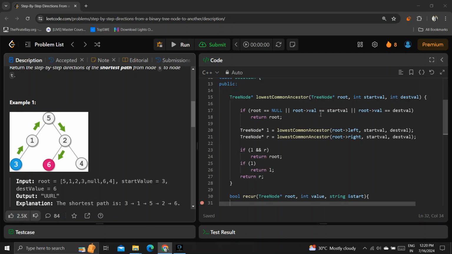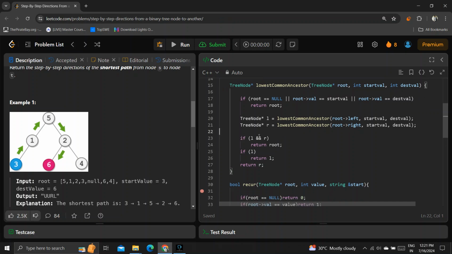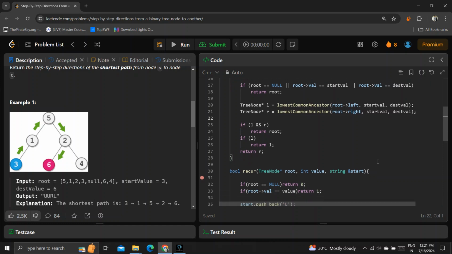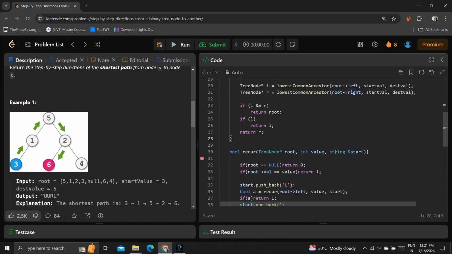If root is null, or root value is start value, or root value is destination value, we will return root. Otherwise, we will move towards the left, right? And then we will move towards the right, right? If both values exist, then we will return root. If only the left exists, because there is nothing on the right, then we will return the left value. And if only the right exists, then we will return the right. And in this way, we will get the LCA.